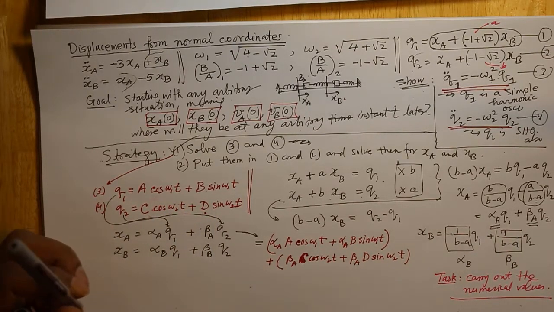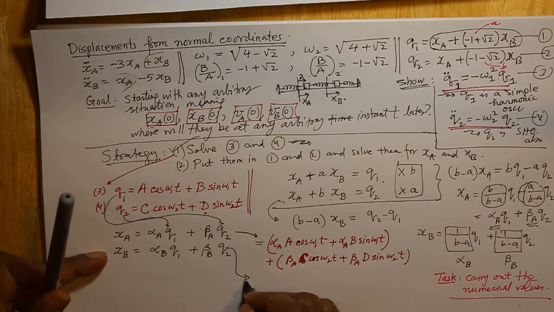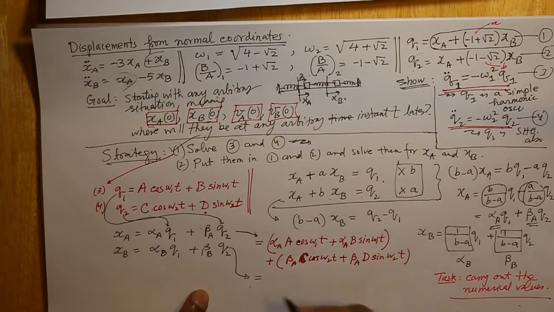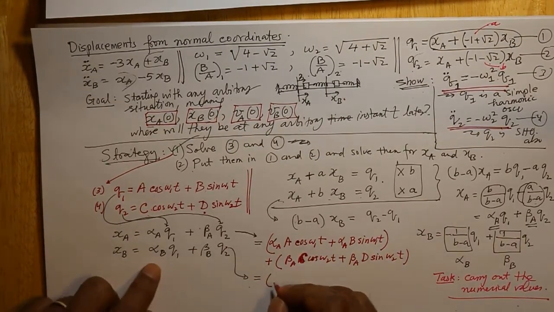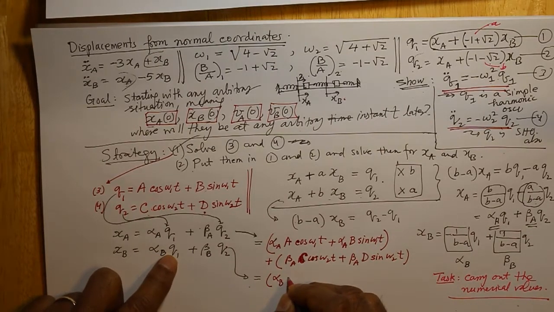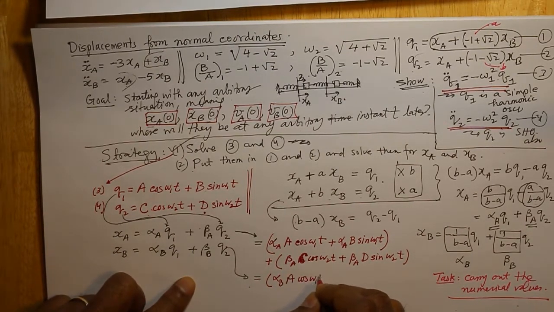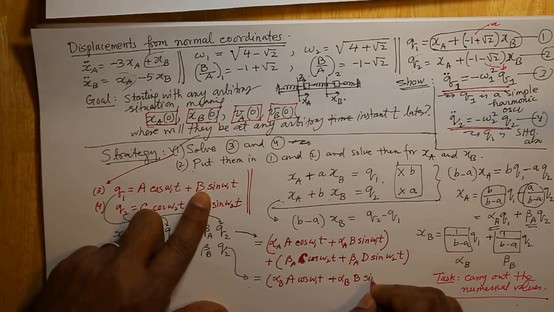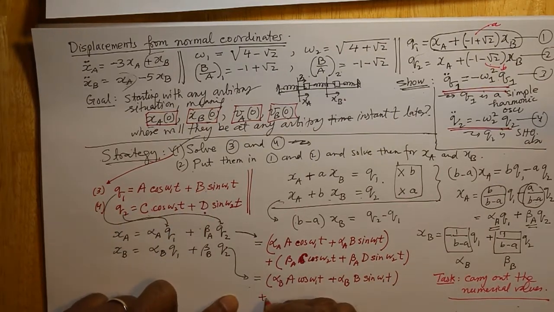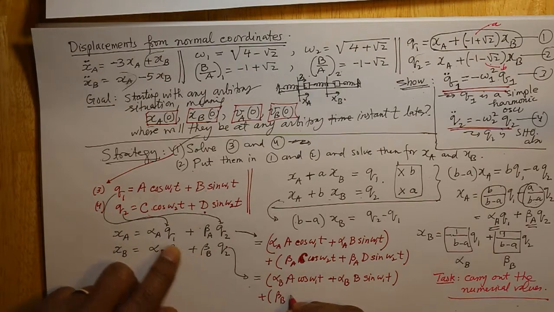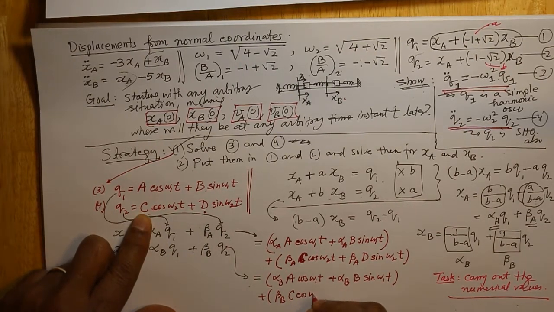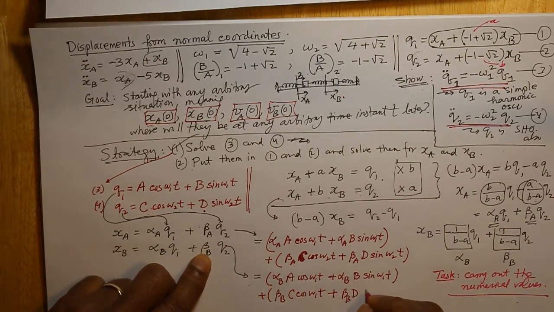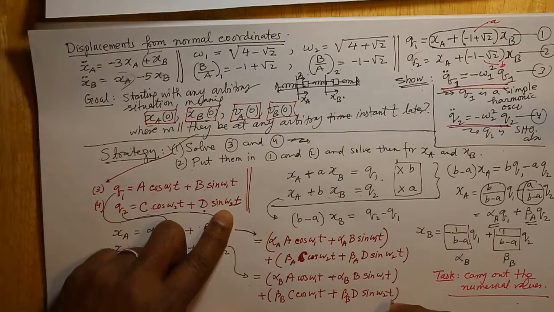Okay, and this one says what xb will be. xb will be alpha_b q1, so a cosine omega1 t, plus alpha_b b sine omega1 t, plus beta_b c cosine omega2 t plus beta_b d sine omega2 t.